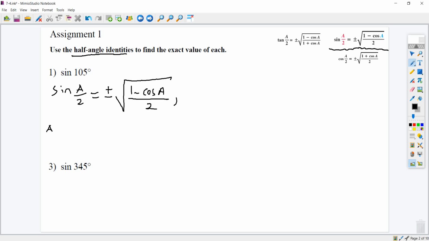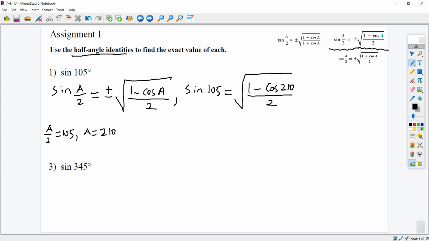If A over 2 is 105, it's so easy to find what A is. You just multiply both sides by 2. If you multiply 105 by 2, that's 210. So the angle A that we need to plug into the formula on the right-hand side is 210. If I'm looking for sine 105, I will just do 1 minus cosine 210 over 2, and the square root and plus and minus. Looks like we may have two answers here.